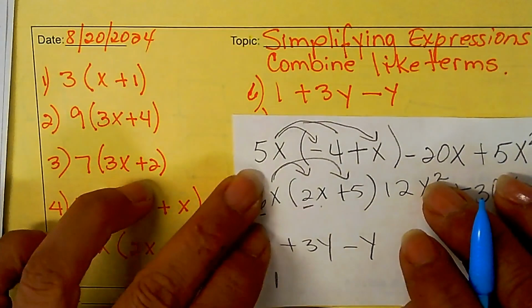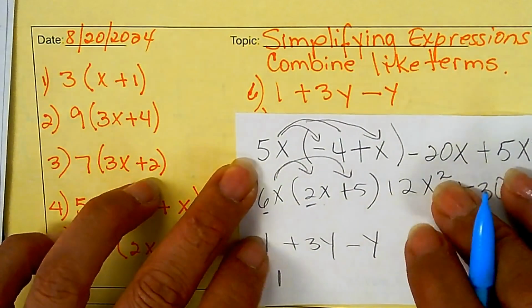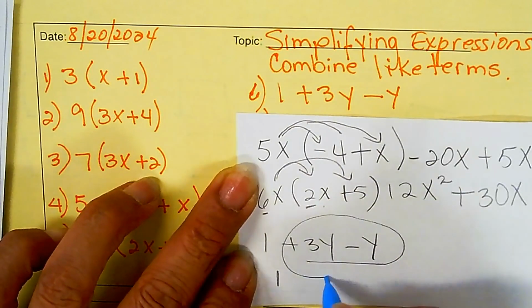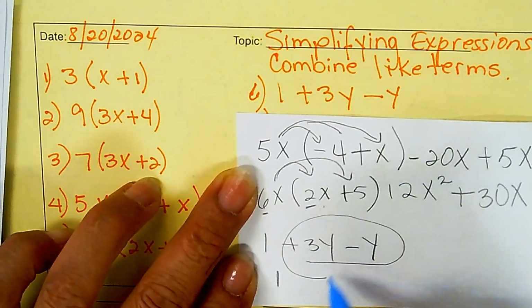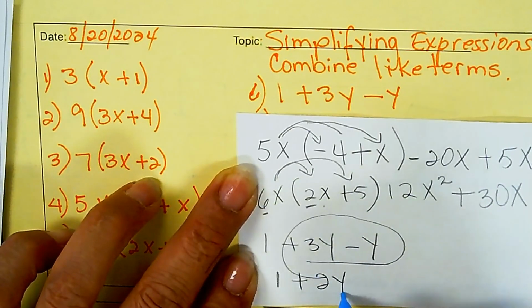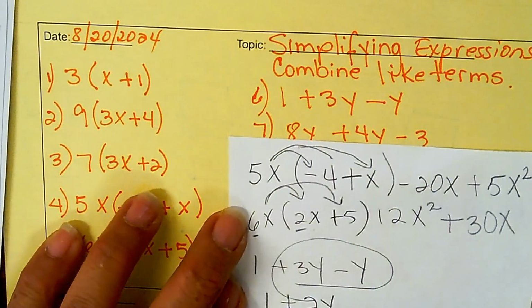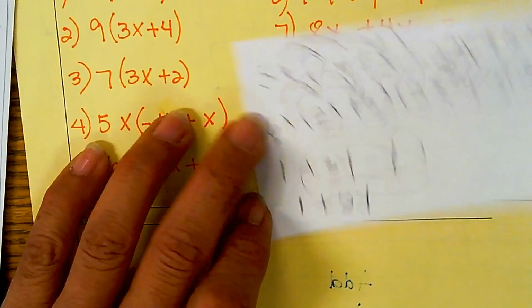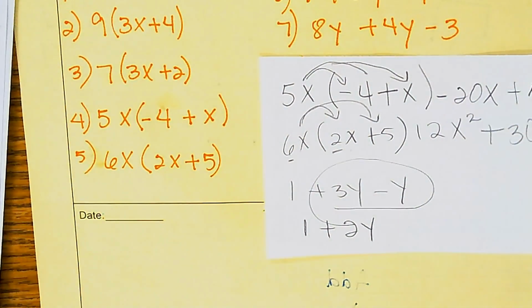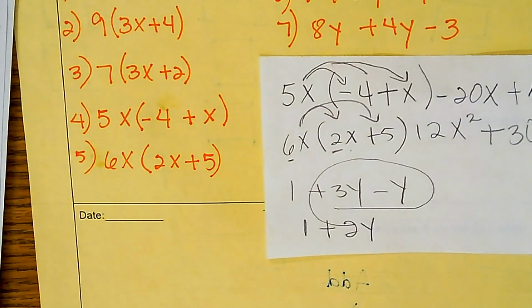And so we have left 3y minus y. Right? So these two are like terms. Now we simplify and we have plus 2y. Is that clear, you guys? Please let us know if you have any questions, or if I go too fast or too slow.